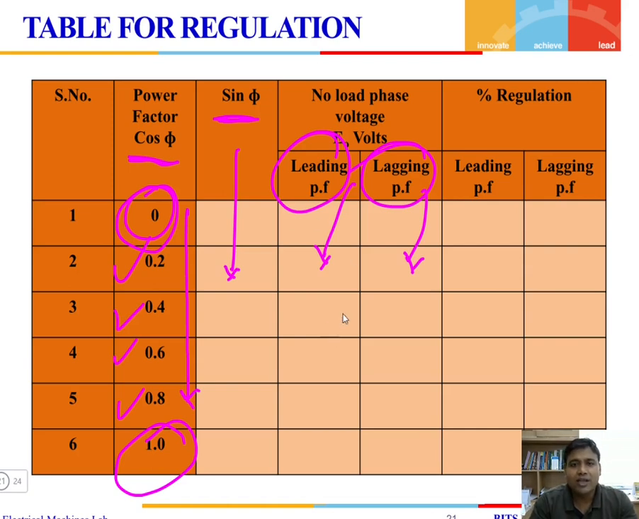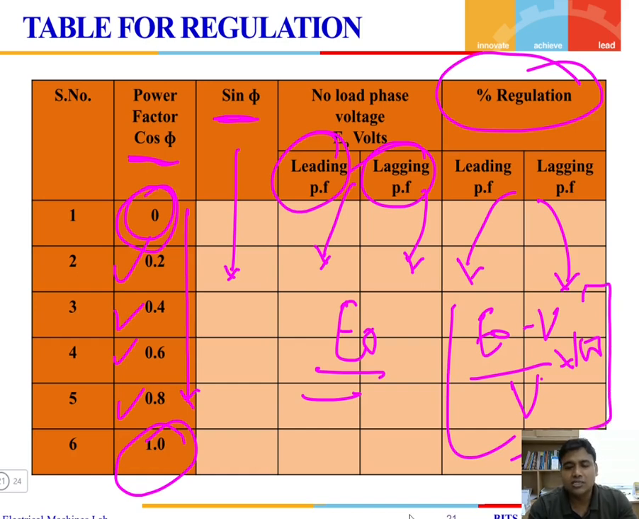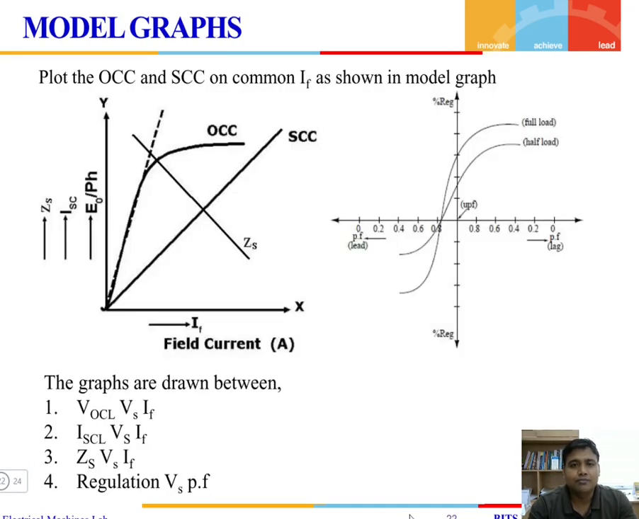We determine the value of E naught, that is the no load phase voltage, from the formula that has been given in the previous slide. Once we obtain the value of E naught, we can determine the percentage regulation, again for the leading power factor case and the lagging power factor case, using the formula (E naught minus V) by V into 100. So we can determine the percentage voltage regulation when the load is lagging and leading type.